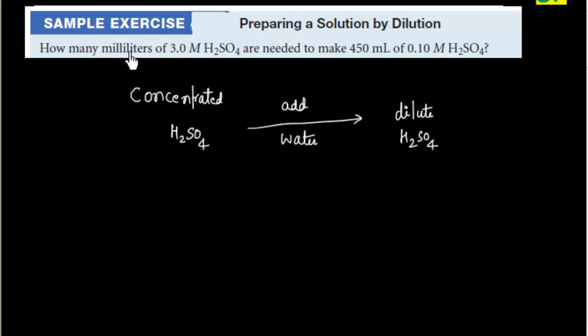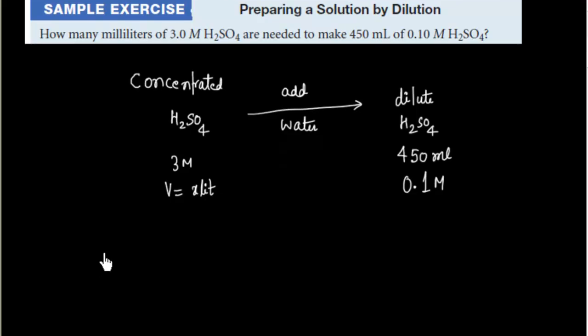Now the question says how many milliliters of 3 M H2SO4 are needed to make 450 ml of 0.1 M H2SO4. So finally we have to prepare 450 ml of H2SO4 and the concentration is 0.1 M. Initially we have 3 M H2SO4, and what is the volume? Let us say we have to take X liter.